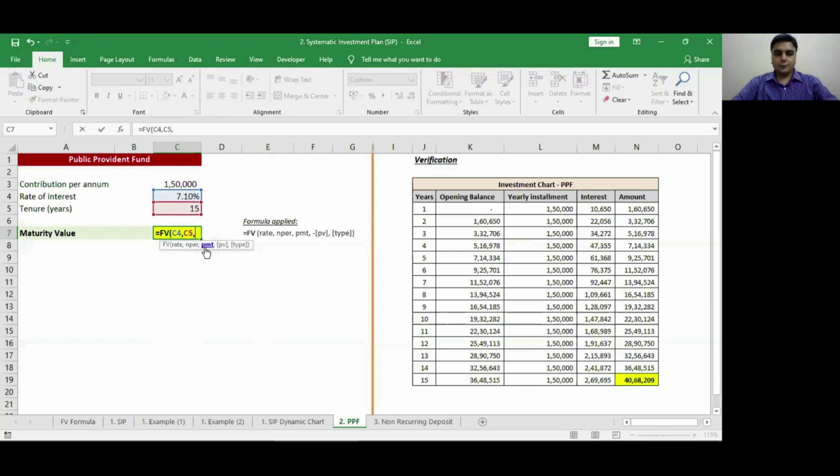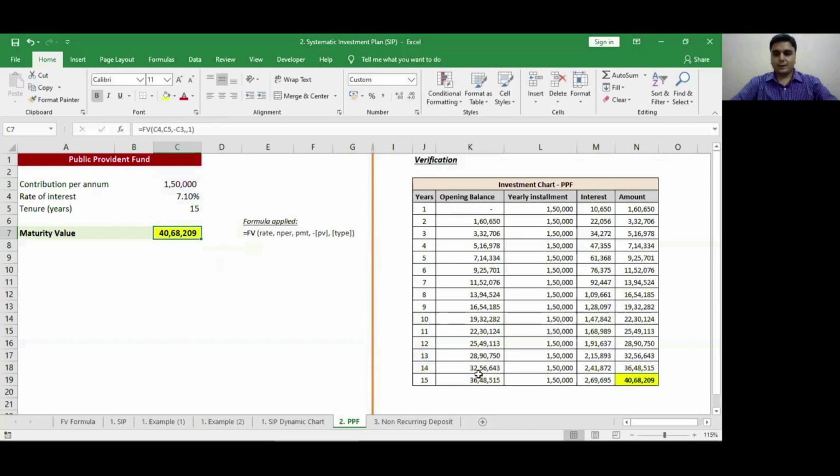Per annum contribution would be 1.5 lakh. Since this is a cash outflow, I have to affix minus sign before 1.5 lakhs, comma. There is no present value in this case. Type will be in the beginning of the period. As you can see, the total investment will become 40 lakhs after 15 years.